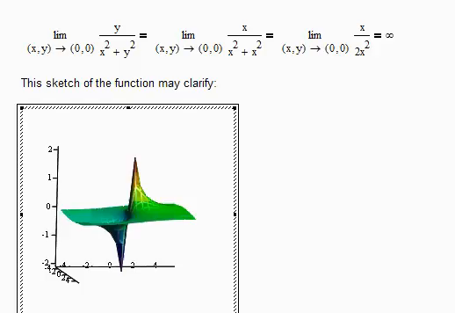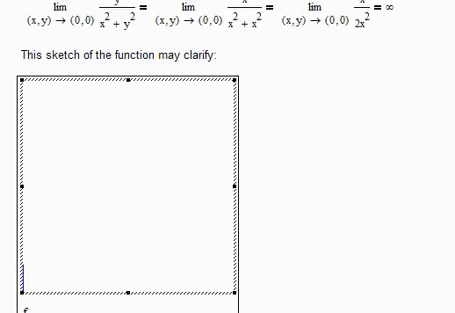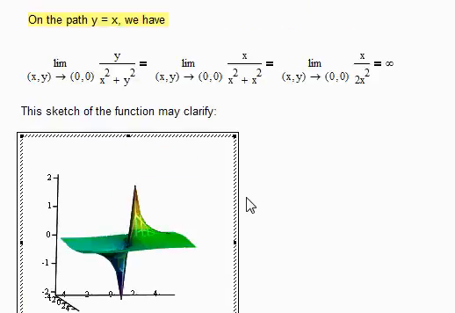So that's an example of a function that clearly has no limit, depending on the different paths you take to the point (0, 0). In some ways it could be 0, in some ways it could be, believe it or not, infinity or even negative infinity. So that's kind of wild and crazy.